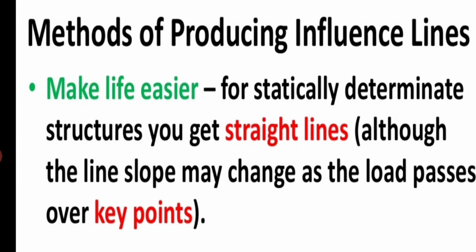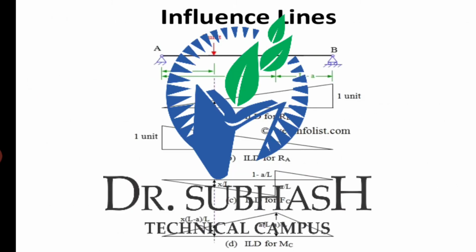But the slope of the line may change if the load passes through our key point. When the load passes the key point, our slope should change. So at that time it's not perfectly straight, but as far as shear force and bending moment are concerned, the line is straight, and that represents the statically determinate structure.